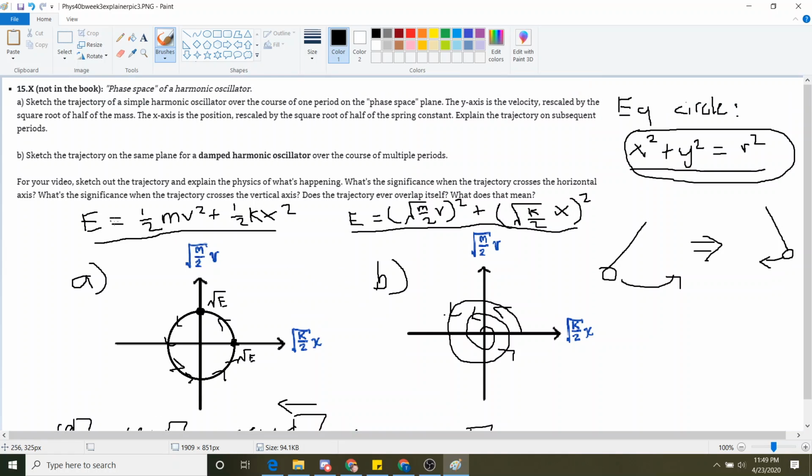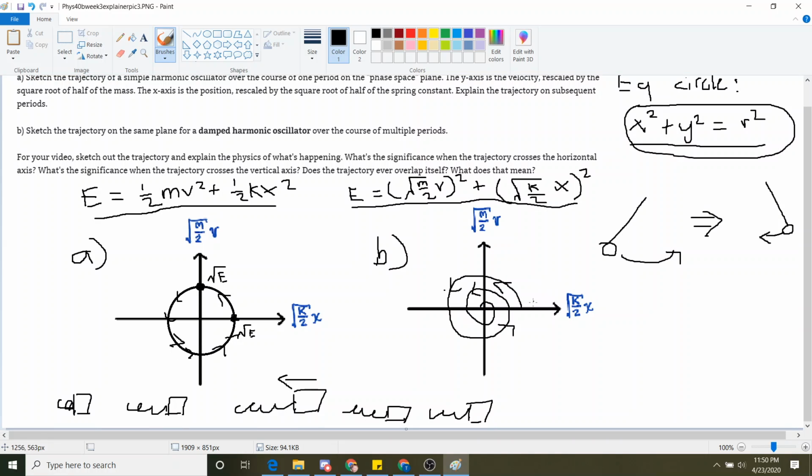For the second part, we need to sketch the trajectory for the same plane for a dampened harmonic oscillator over the course of many periods. So essentially what's going on here is, just assume that it starts out around the same place, right? But imagine a pendulum starting its swing from the highest point of its arc, which we can call the amplitude.